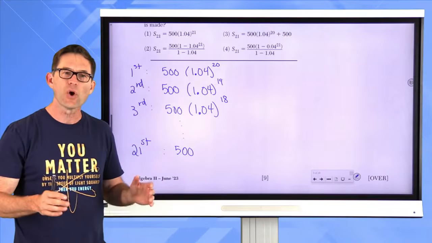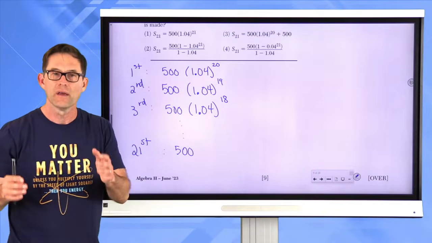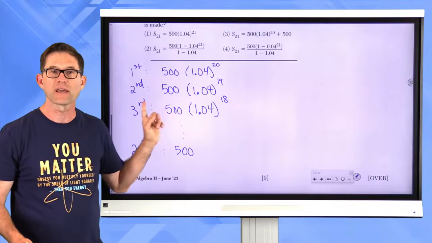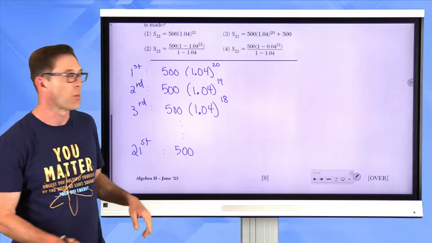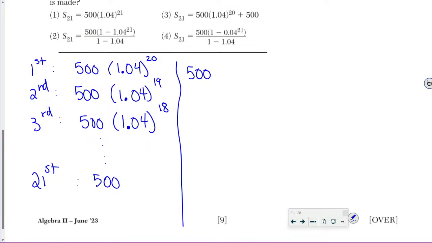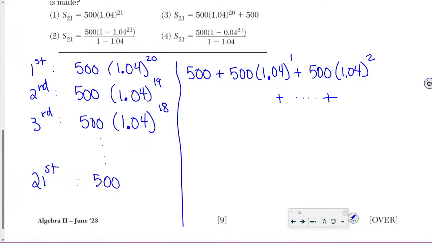So how much money is totally sitting in there after these 21 deposits? Deposit on the first birthday, the second birthday, the third birthday, all the way up to the 21st birthday. Well, let's write it out. So on the 21st birthday, we've just got that 500. 1 year before that, we would have had 500 times 1.04 to the first. 1 year before that, we would have had 500 times 1.04 to the second, etc., until we get to that first birthday, and that money has been sitting in there for 20 years.